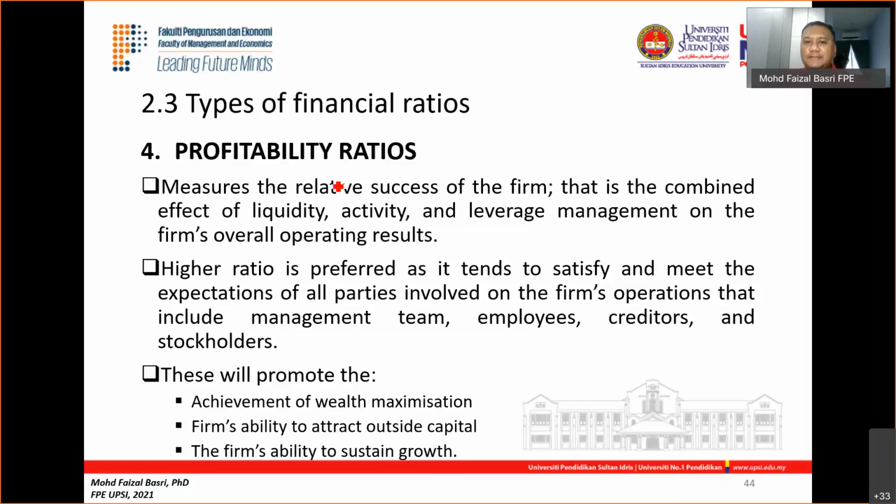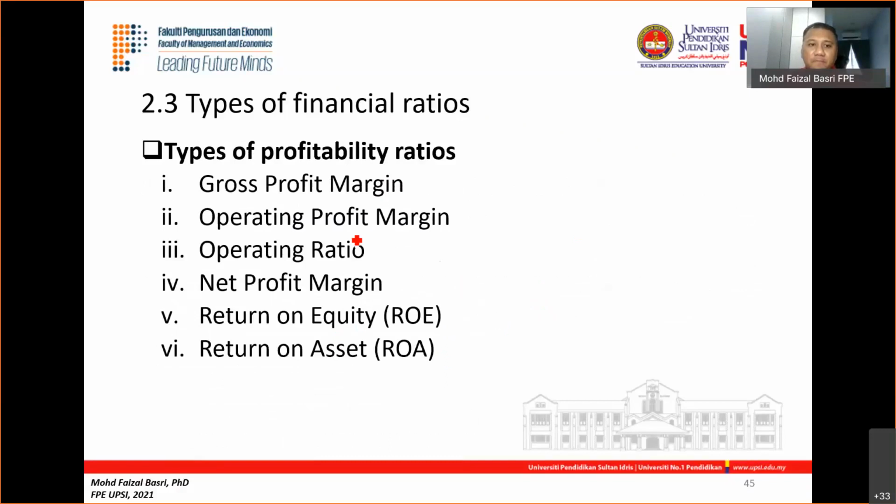But anyway, for these profitability ratios, most of them, the higher the ratio, the better for the company. So why do we need to measure this profitability? We have 6 here. Out of these 6, I put another star or asterisk here. This operating ratio is the only ratio where the lower the better. But the other 5 ratios, the higher the ratio, the better the performance of the company, except operating ratio.